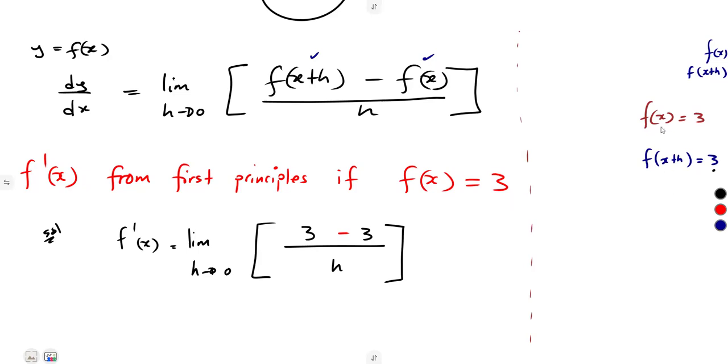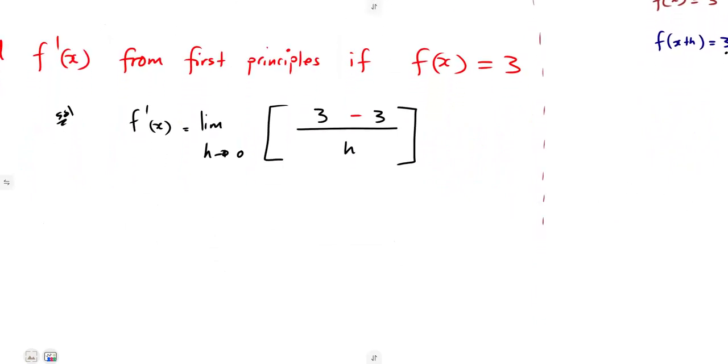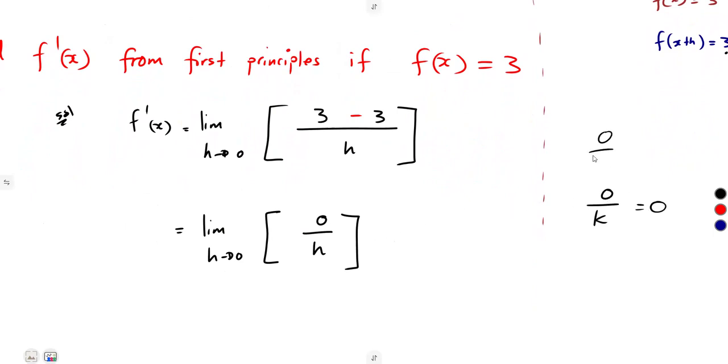There's nothing that you can substitute, so it remains as a 3. Then, when you simplify, this is what you're going to have as h approaches 0. 3 minus 3, that's a 0, so you're going to have 0 over h. Remember, 0 over a constant gives us a 0. It is 0 over 2, that's a 0. This is not a constant over 0, which gives us infinity. No. 0 divided by any number is a 0.